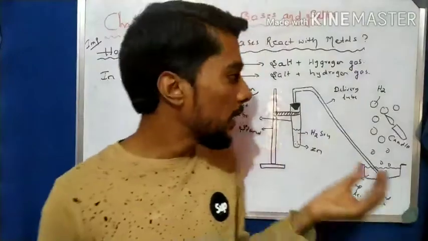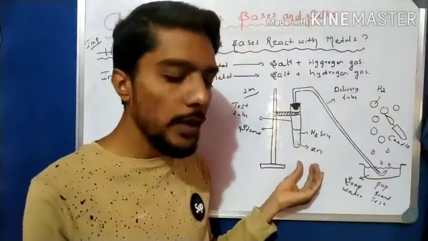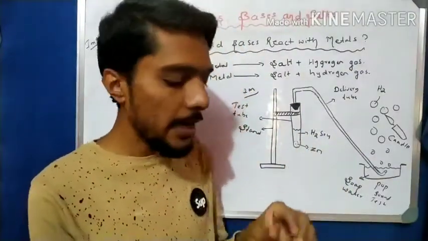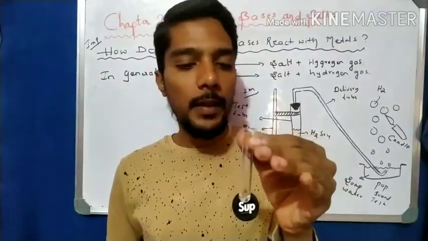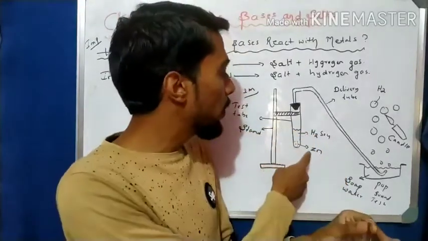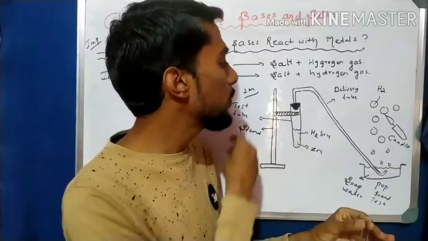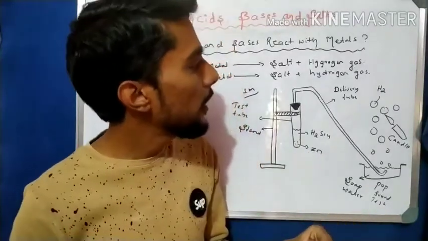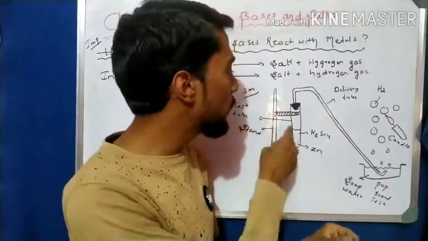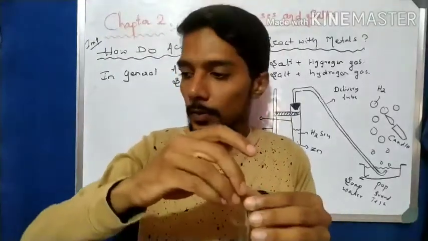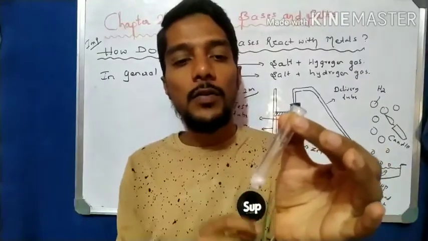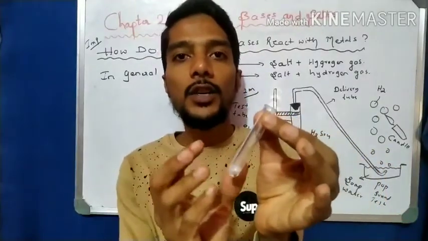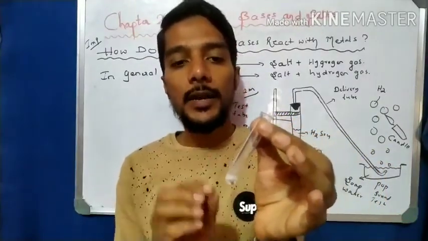Now let us understand this activity by doing a practical. Here I have taken sulfuric acid in a test tube. Now add a few granules of zinc metal into the test tube. Observe the formation of bubbles of hydrogen, right? See, this is the formation of bubbles of hydrogen. This is the reaction of acid with zinc metal.